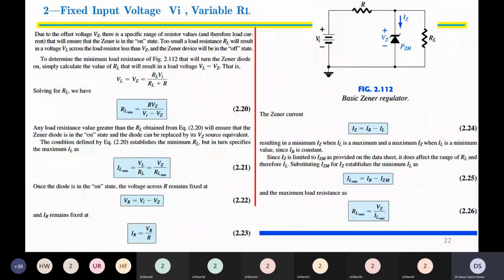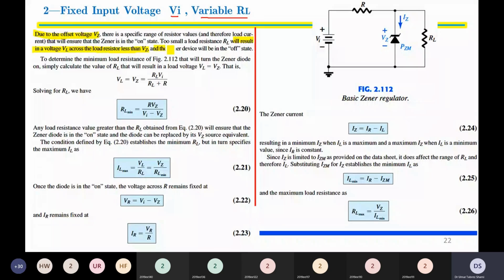Now we come to the second operating condition, that is when we have fixed input voltage but variable RL. In the second operating condition, we have a fixed input voltage and a variable RL. Now, due to the offset voltage Vz, there is a specific range of resistance values that will ensure that the Zener is in the on state. Too small a load resistance will result in a voltage VL across the load resistance less than Vz, and the Zener diode will be in the off state.